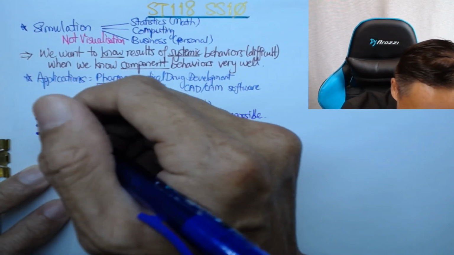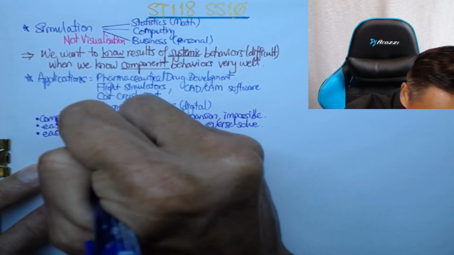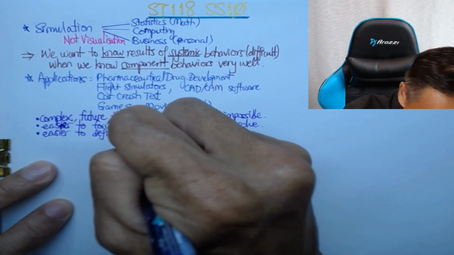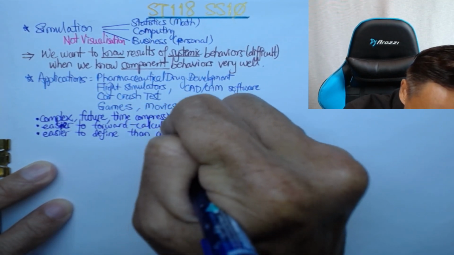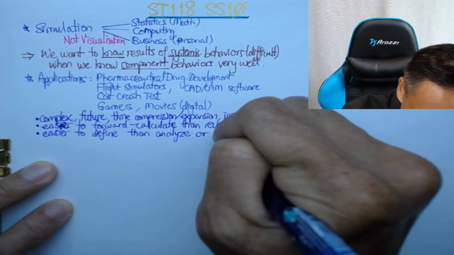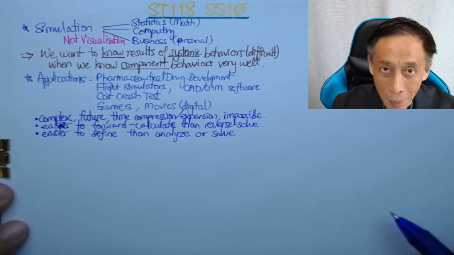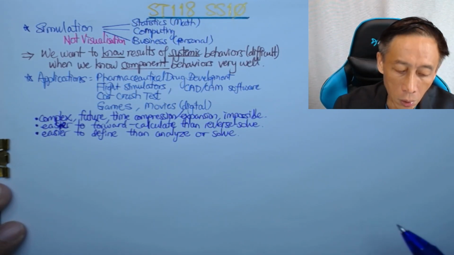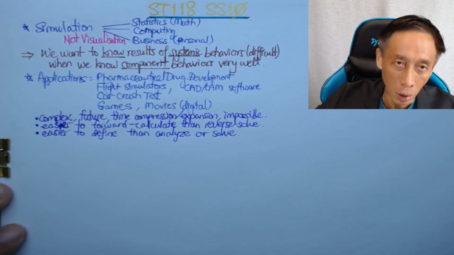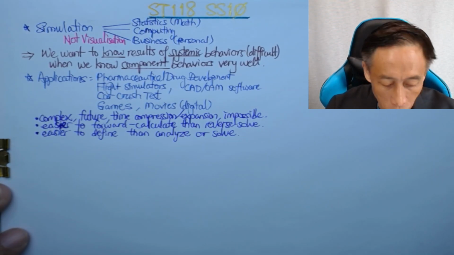Okay, easier to define than to analyze or solve. All right, so that's whether in mathematical rules and formulas or human rules and formulas, because ultimately we'll convert or describe human rules and formulas in mathematical terms again, right? So it's easier to define.